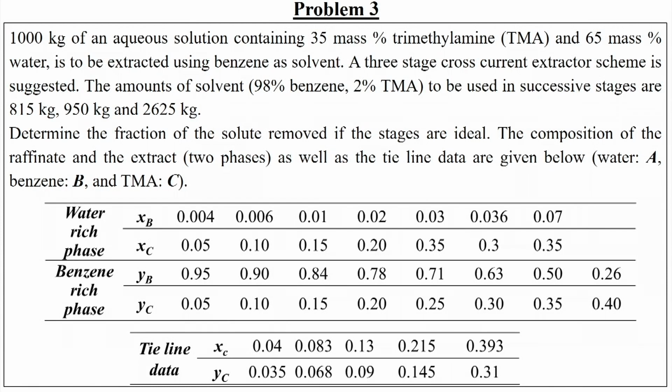Now, we need to determine the fraction of the solute removed if the stages are ideal. The assumption is that all the stages attain equilibrium, and only then are the phases separated into extract and raffinate. Then x1 will be in equilibrium with y1, x2 will be in equilibrium with y2. So, the composition of the raffinate and extract as well as the tie line data are given below.